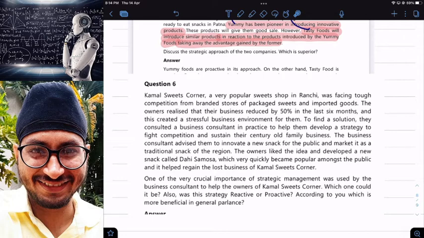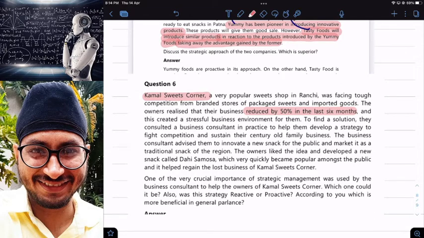So what happened here? Kamal Sweets Corner is a very popular sweet shop in Ranchi, and it is facing a lot of problems nowadays with respect to sales, like imported goods are there. It is facing a lot of competition basically. Because of that competition, their business reduced by almost 50% in the last 6 months. That is why after their business reduced by 50%, they went to meet a business consultant.